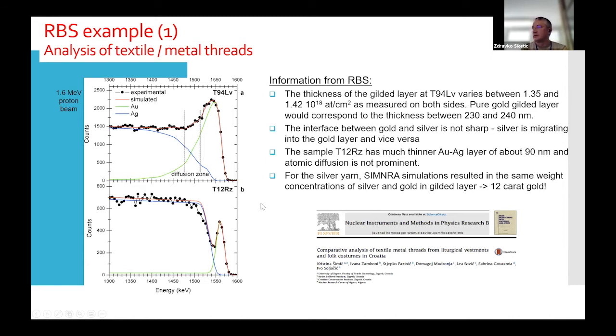We had the same analysis for the cloth, but with a thinner layer of gold, about 90 nanometers. And with the thinner layer, you see that there is more or less a peak of the gold. And this interdiffusion was much smaller for this thinner layer.